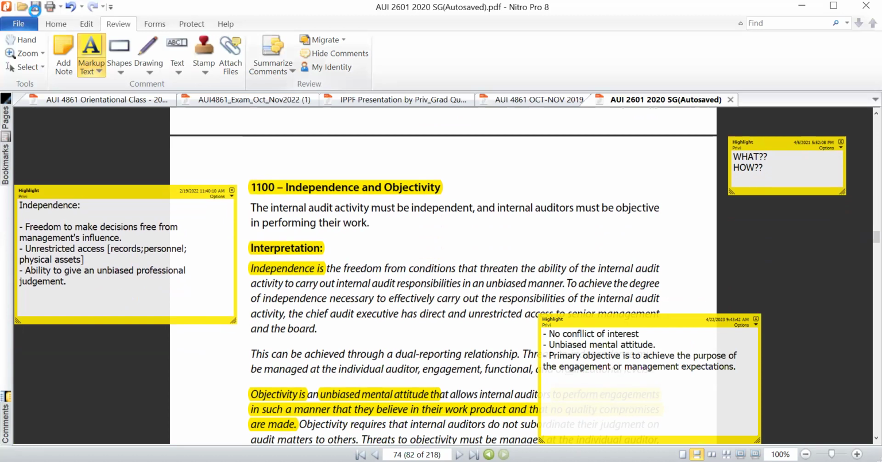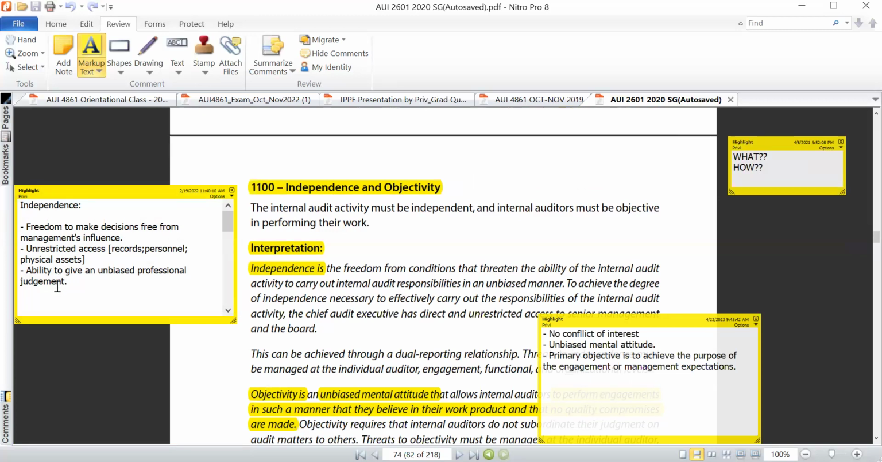All right. Very important. Standard 1100 deals with independence and objectivity. Now, something very common and familiar here in this standard is this attribute of objectivity. We saw objectivity as a principle in the IIA Code of Ethics as well. But now let's try to unveil it from the perspective of an IPPF standard. What is objectivity? What is independence? When you're talking of independence, independence simply means being in a position to have freedom to make decisions free from management's influence.